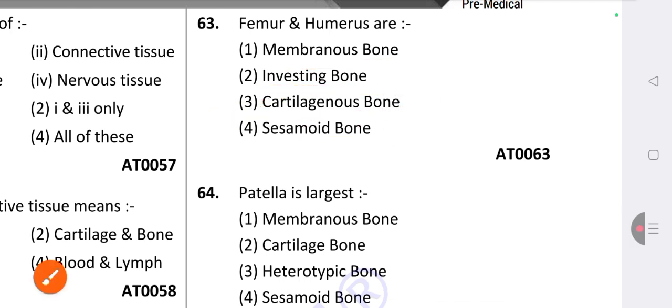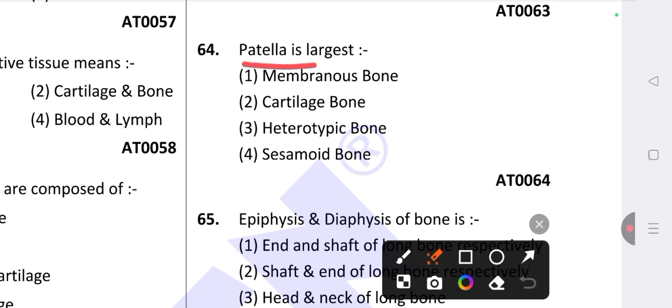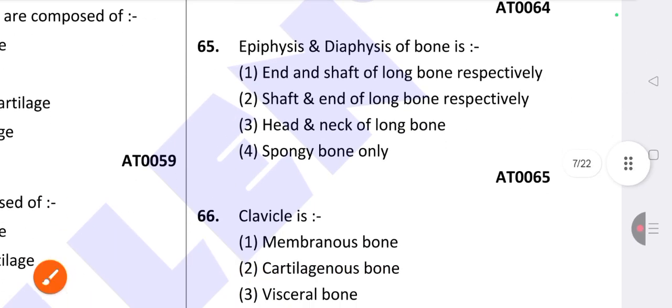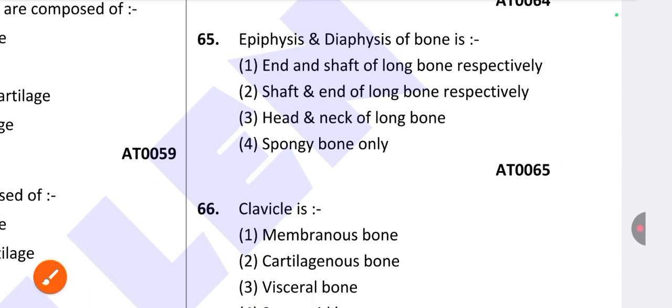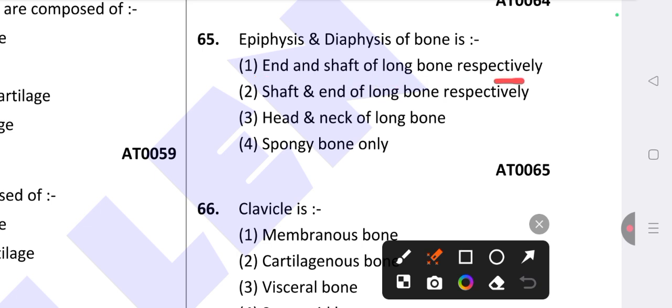Next, patella is largest. So what is patella? You can see it in the knee. So it is the largest sesamoid bone. Next, 65th one. Epiphysis and diaphysis of bone. So what is epiphysis and diaphysis? It is end and shaft of long bone respectively. So in the bone we can see end and shaft of the bone.